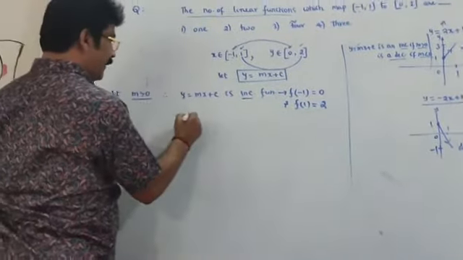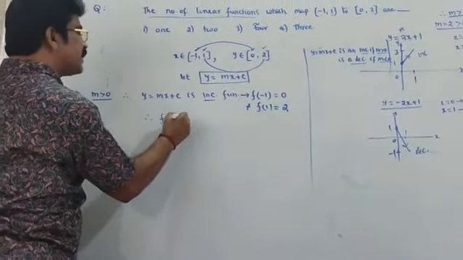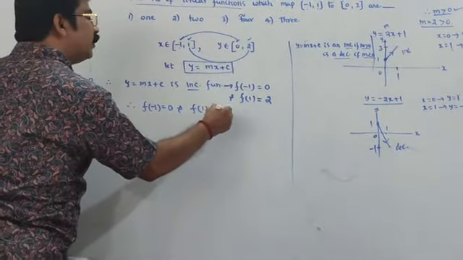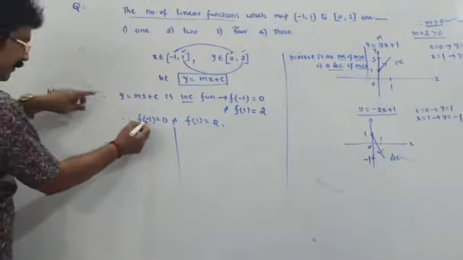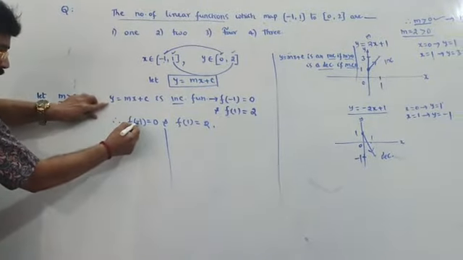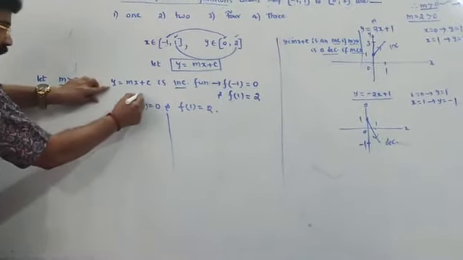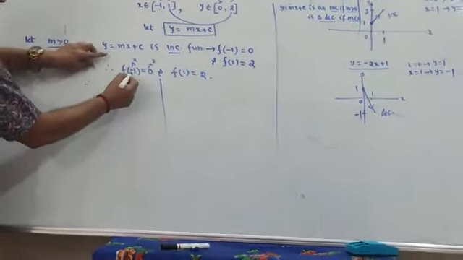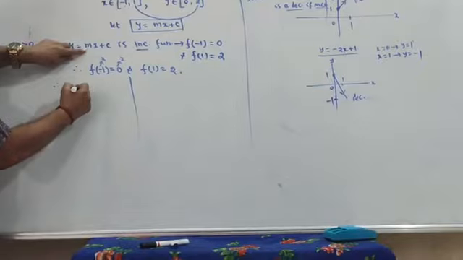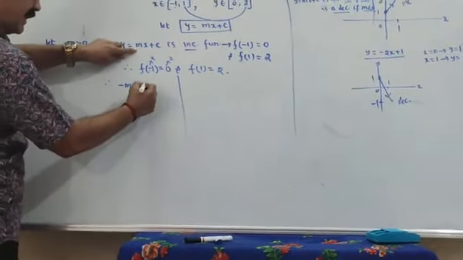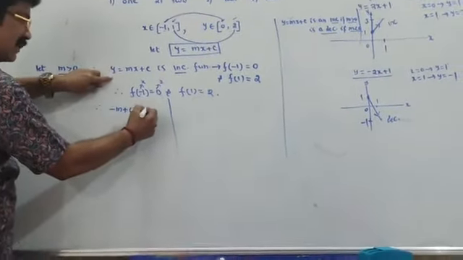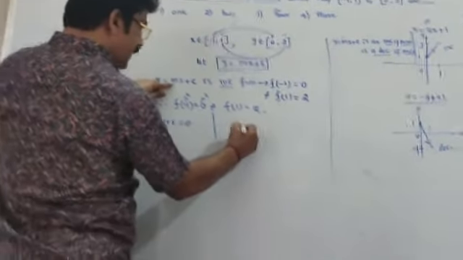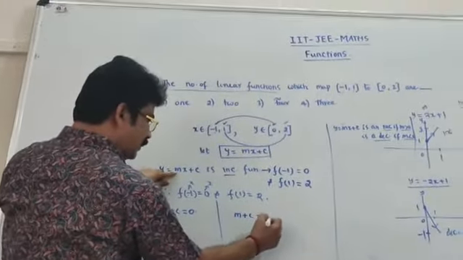So we are having two equations. f(1) = 2, and f(-1) = 0. Put x = -1: this is the value of x, that is the value of y. So -m + c = 0, the y value. Here put x = 1, so m + c = 2.